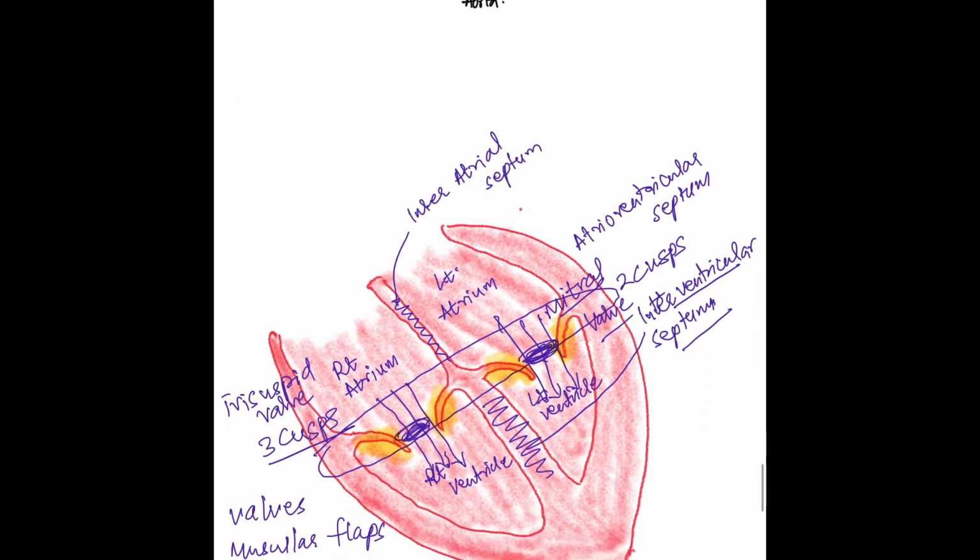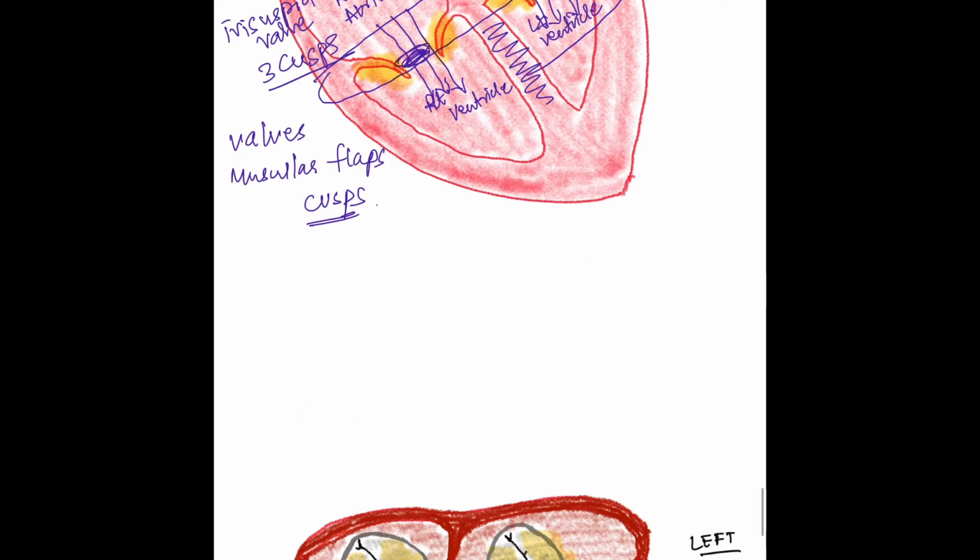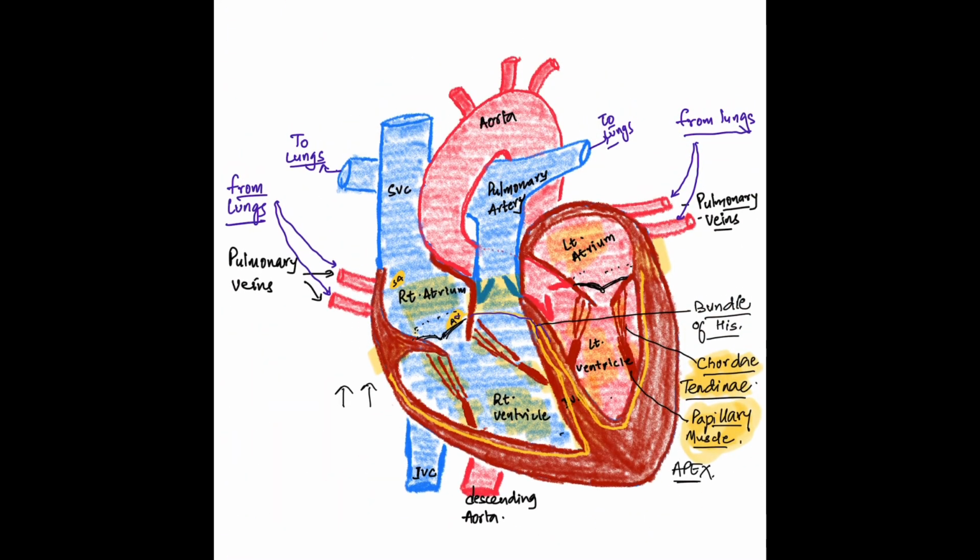When the valves are closed, this is how they appear from above. The tricuspid valve has three cusps and the mitral valve has two cusps. As the mitral valve has two cusps, it is also called the bicuspid valve. There are valves present at the opening of the pulmonary artery and the aorta also, and these valves are called semilunar valves. The valves in the heart allow blood flow in only one direction.